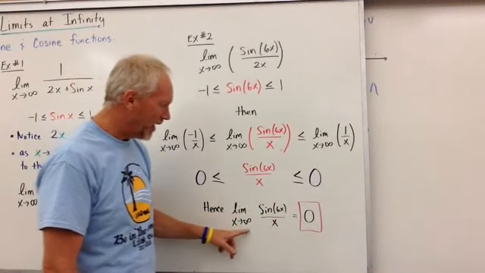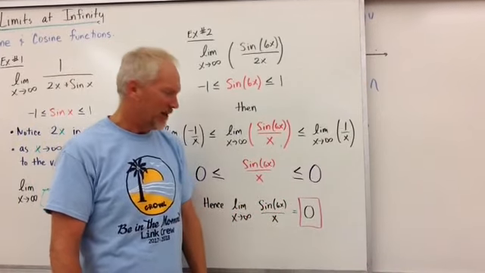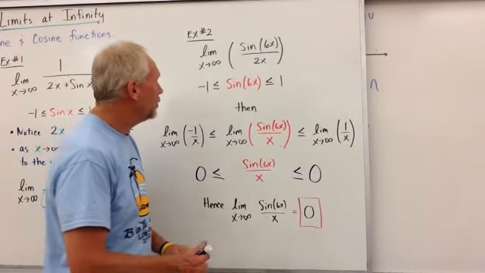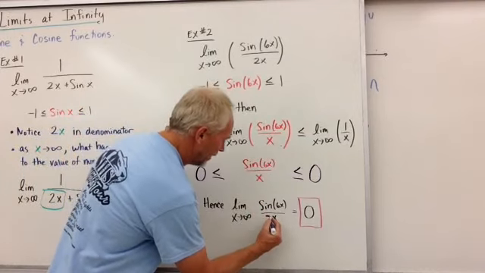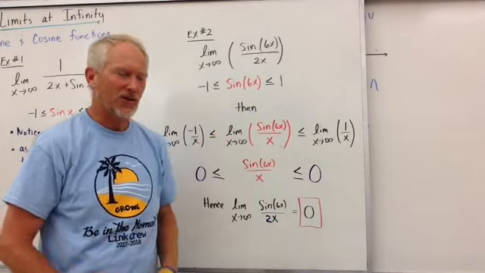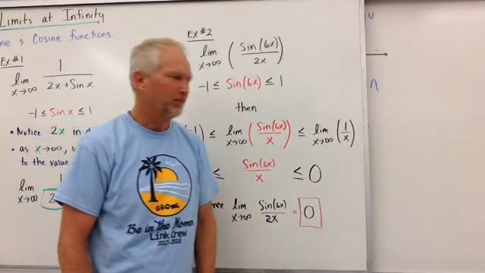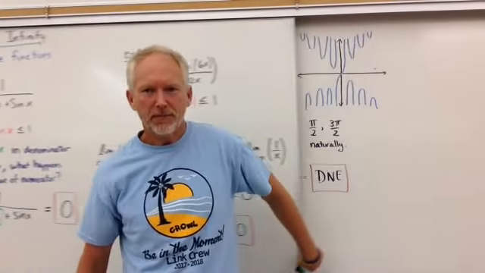So, hence, the limit as x goes to infinity of sine of 6x over 2x, add our 2 back in, and it is still 0. All right? Good. Next one.